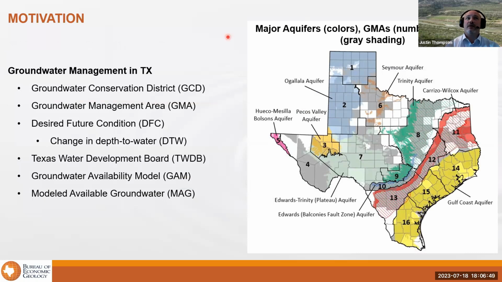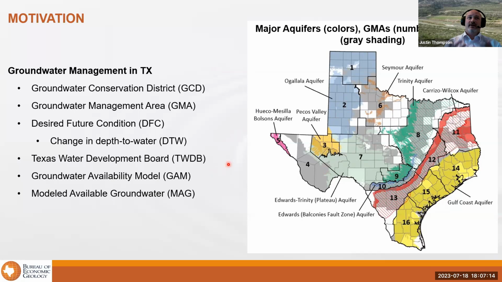So we start with our groundwater conservation districts, or GCDs. Those are the gray shaded areas you see in the map to your right here. GCDs are organized into groundwater management areas, or GMAs, which are the numbered areas you see in the map here. And those management areas generally correspond to the footprints of our major aquifers, which you see in the colors in the map here.